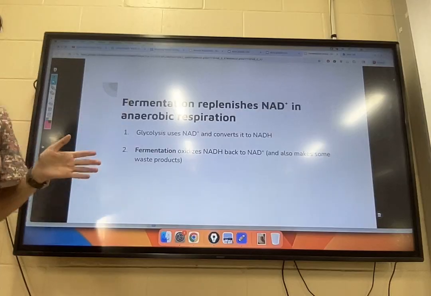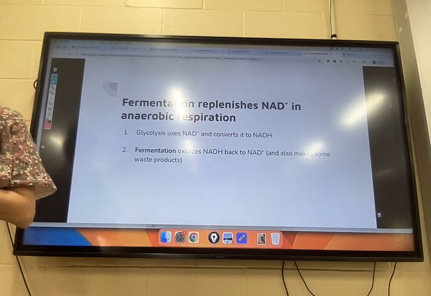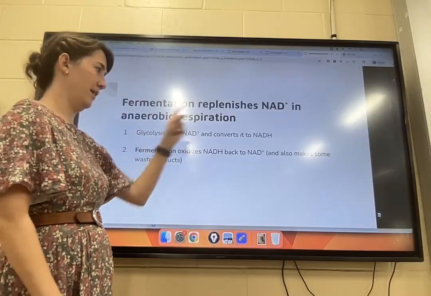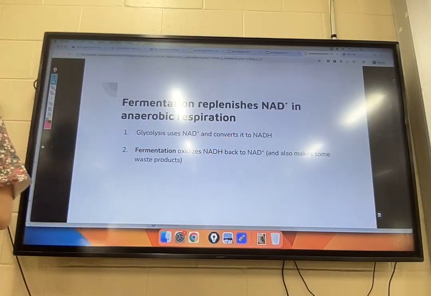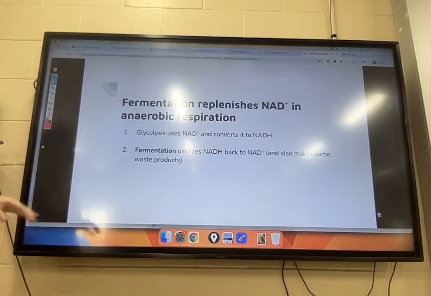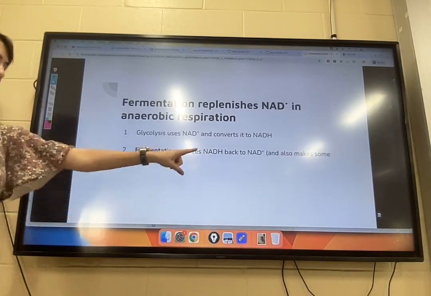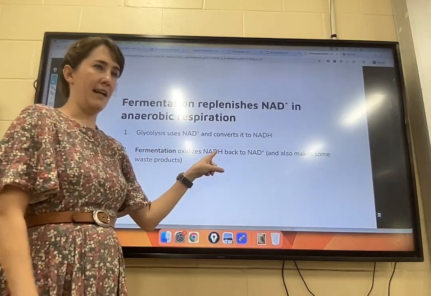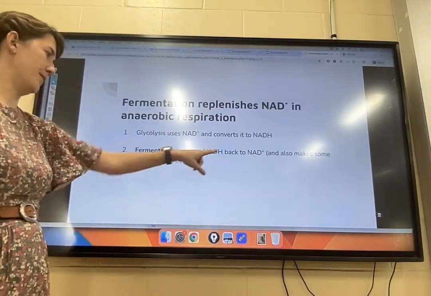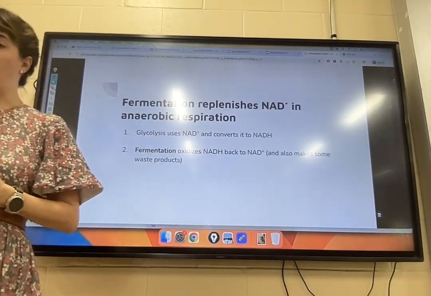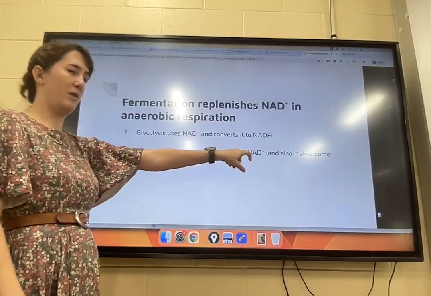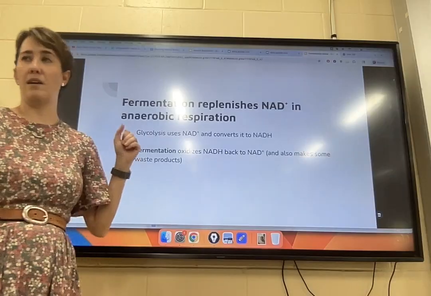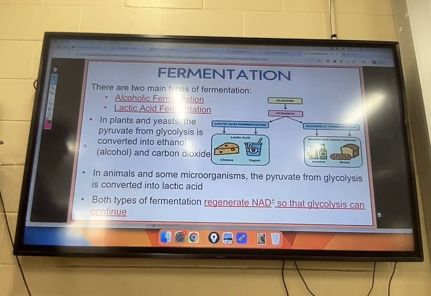So our first step in breaking down glucose, always glycolysis. In that process, it uses NAD+ as a reactant. It makes NADH as a product, among the other things that it makes. Fermentation gives us back the NAD+. It oxidizes NADH, allows it to lose its electrons. It also makes some waste products. But the important thing is that we get this guy back, so that the next time a new glucose molecule comes, we can do glycolysis and we can get our 2 ATP out of this.